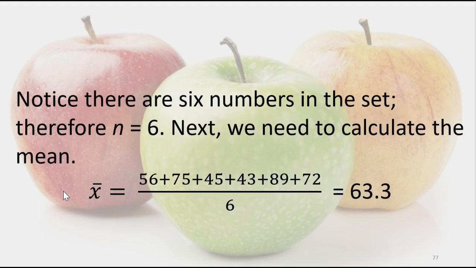Continuing this example, notice that there are 6 numbers in the set. Therefore, n is equal to 6, and we need to start by calculating the mean. Summing up all the numbers and dividing by 6 gives us a mean of 63.6. Now we can start to fill in the table on page 20 in your notes.